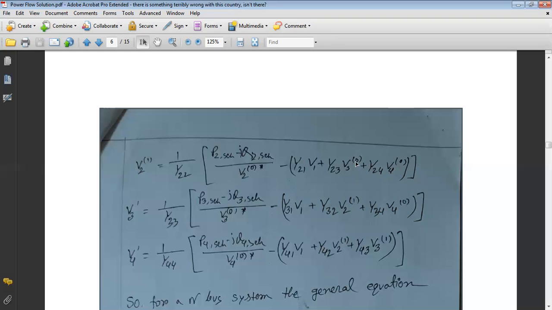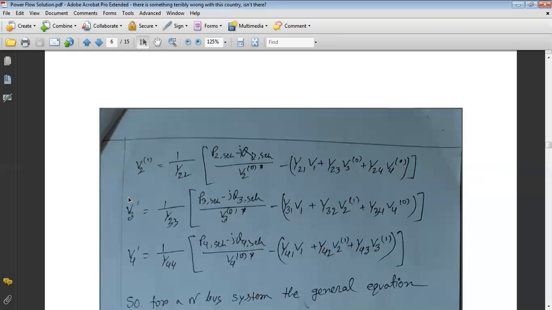So this superscript 0 means that this is the assumption value. V1 is the bus voltage of the slack bus, which is given, and we don't need to assume it because it is a given value. But this 0 means that these are assumption values.